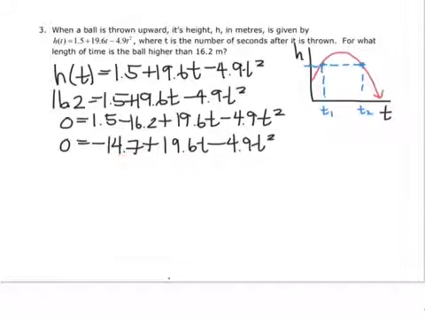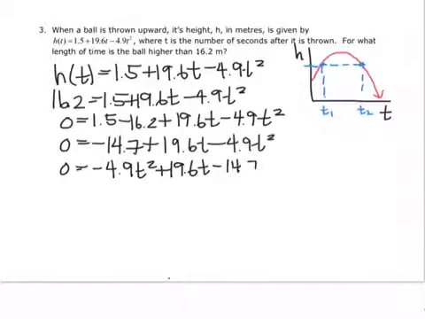Otherwise you'll think this one is A, this one's B, and this one's C, when actually this one is A, this one's B, and this one's C. So first we need to put that square term first, and then the degree 1 term, and then the constant. So I'm going to rearrange it quickly. We'll have 0 equals negative 4.9 t squared plus 19.6 t minus 14.7. Okay, so now we have our A, our B, our C. So our A is equal to negative 4.9, our B is equal to 19.6, and our C is equal to negative 14.7.